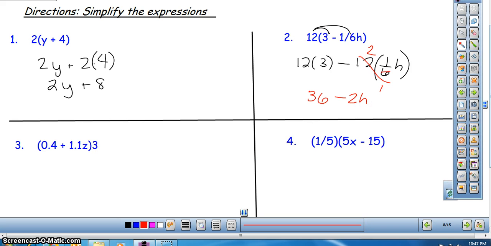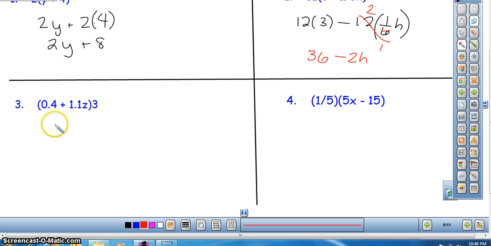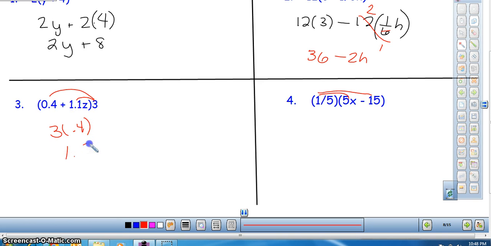If you haven't paused the video, please try the other two as you're looking at those in your notes. Again, as we are looking at that, we are taking 3 and distributing it across. And here we are multiplying and distributing the 1/5 to both of those. In the first one, 3 times 0.4, well, we know 3 times 4 is 12. This is going to be 1.2 for a solution. Plus, we are then taking 3 times the 1.1z, which would give us 3.3z.